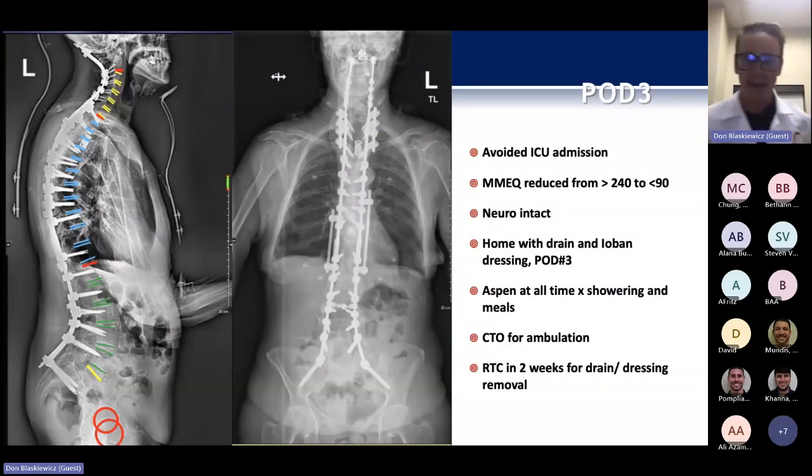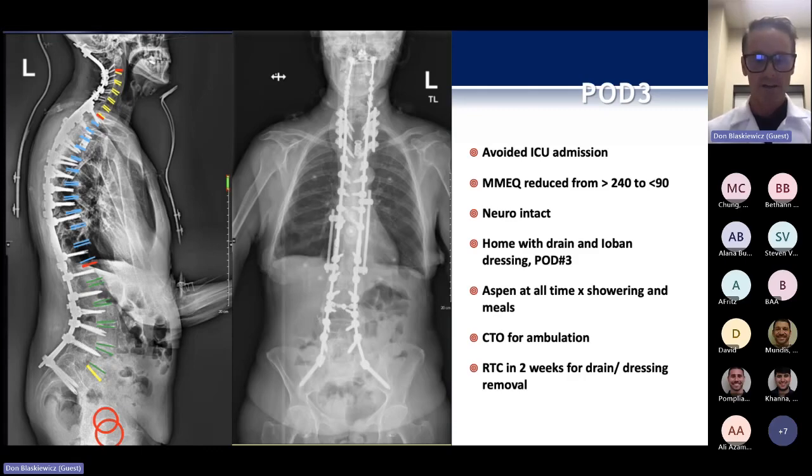Afterwards with her, I avoided ICU admission. Her morphine milliequivalents dropped from greater than 240 to less than 90. She was neuro intact. She went home on post-op day 3 with her I-band dressing and her drain. She had an Aspen collar at all times except for showering and meals, and a CTO for ambulation. She came in at 2 weeks post-op to get her drain and dressing removed.